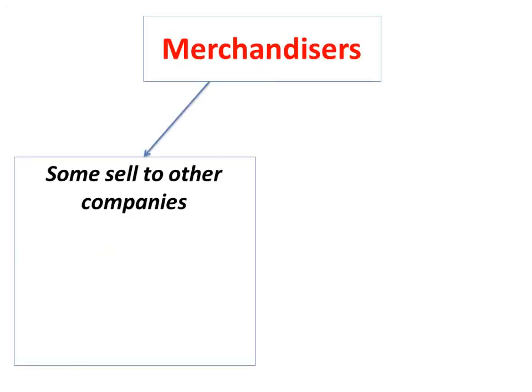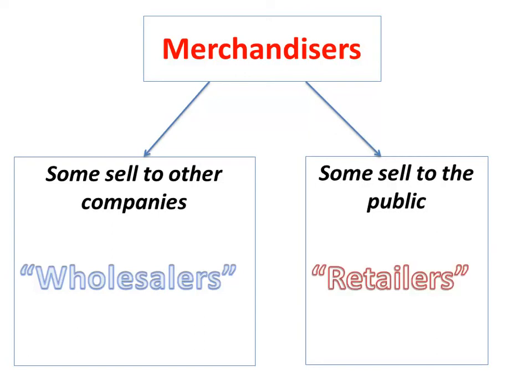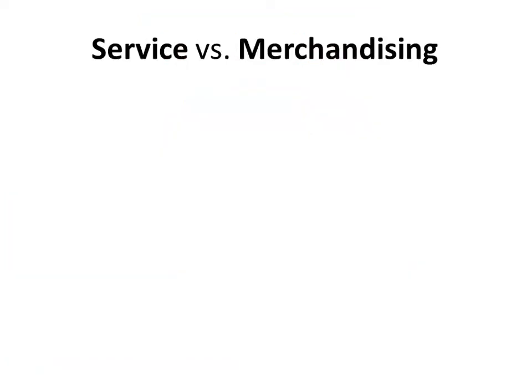And then just a little more information. Again, this is all review. Among merchandisers, we have wholesalers that sell to other companies, which you might not know by name because they don't generally sell to the public. And then we have other kinds of companies that sell to the public. These are our retailers. Just some verbiage here. Any questions so far? Just a bit of review.